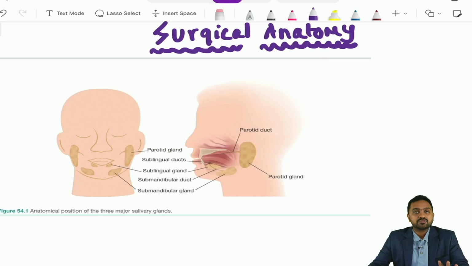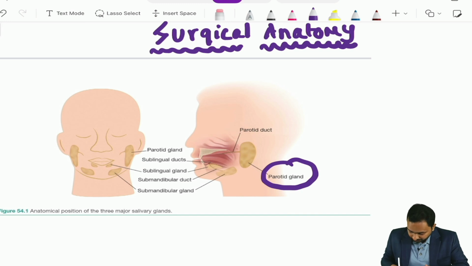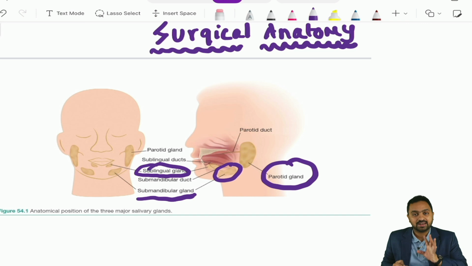The surgical anatomy of salivary gland. So, we have your three major salivary glands, which include your parotid gland, your submandibular gland and your sublingual glands. So, these are the anatomical locations of your three major salivary glands. Now, let us discuss a few important anatomy points from this.